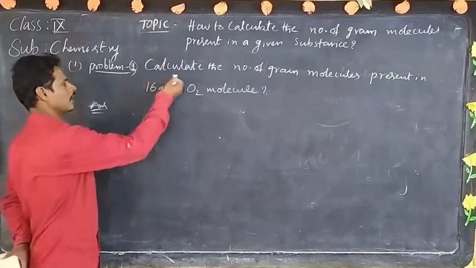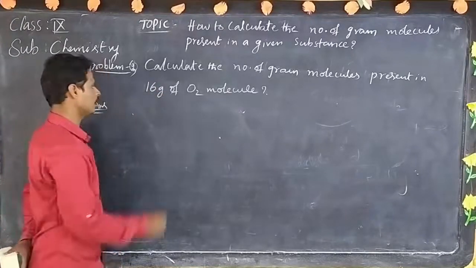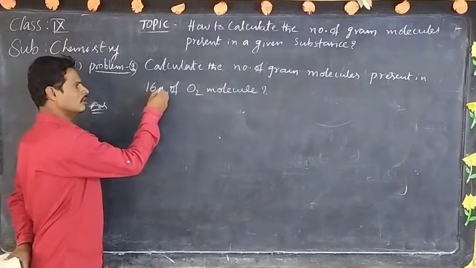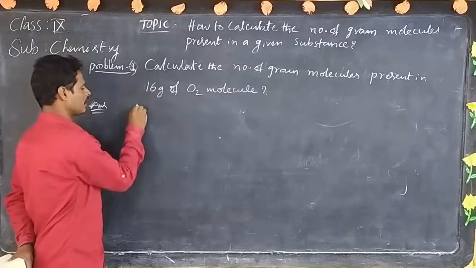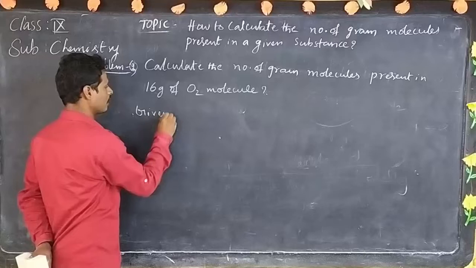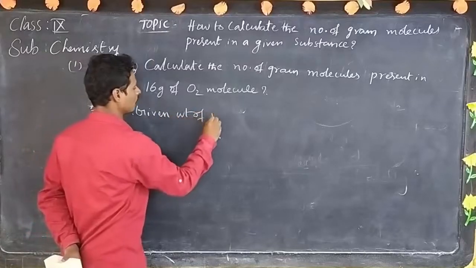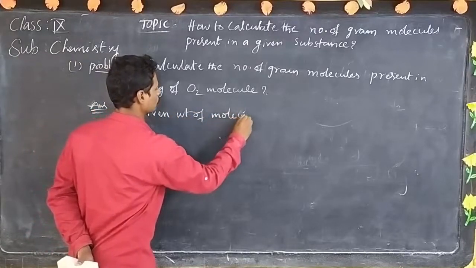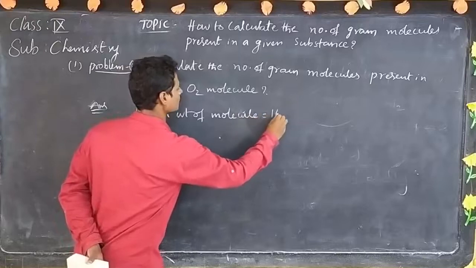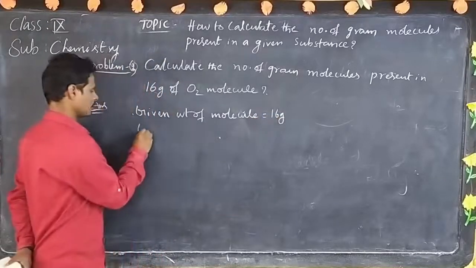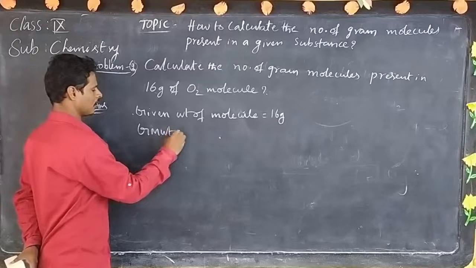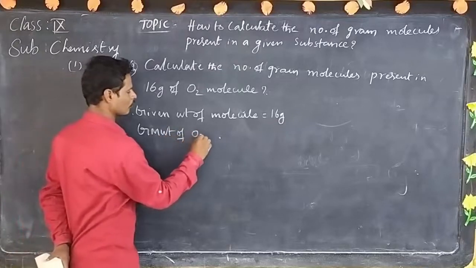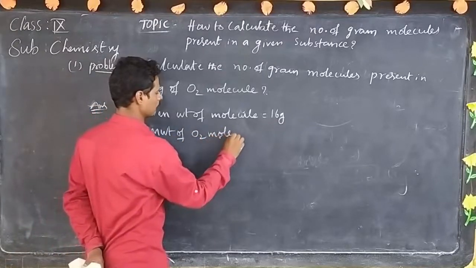Now according to the question, we can identify what is given and what is not given. Now here, what is given? Grams. That means given weight of molecule. Given weight of molecule equal to 16 grams. Next, gram molecular weight of O2 molecule.